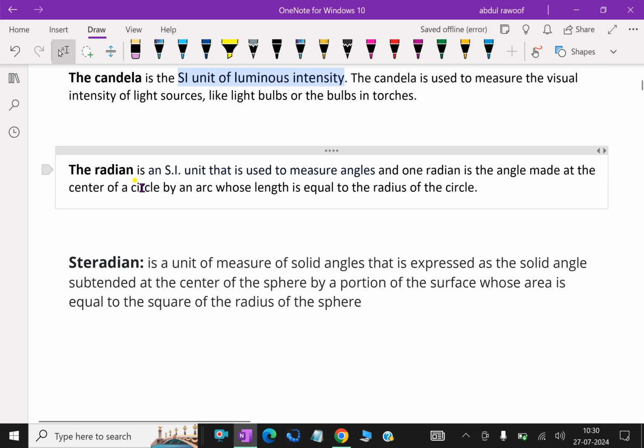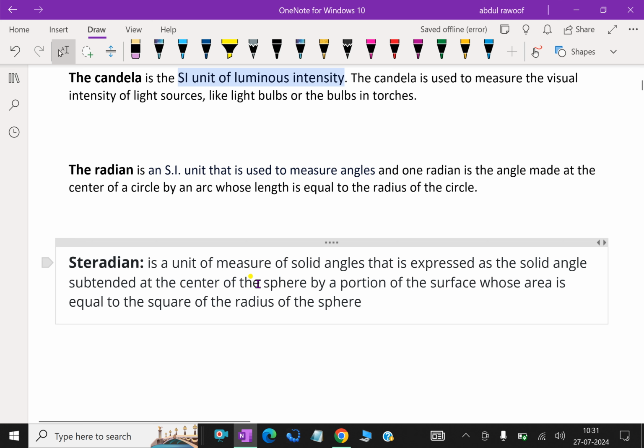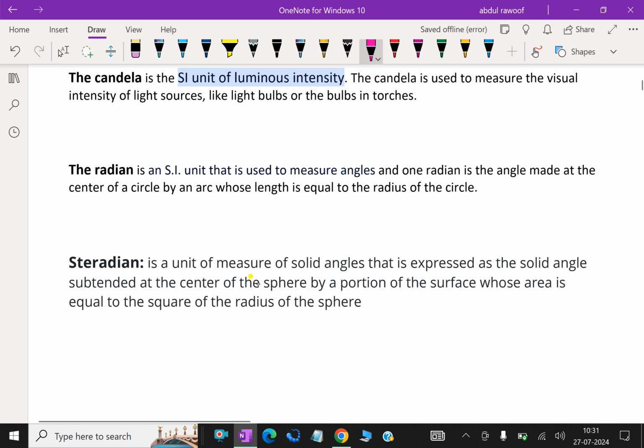The radian is the SI unit used to measure angle, and 1 radian is the angle made at the center of the circle by an arc whose length is equal to the radius of the circle. Look here: this is L, this is R, this is R, the center O. If L equals R, then the angle theta here is 1 radian.